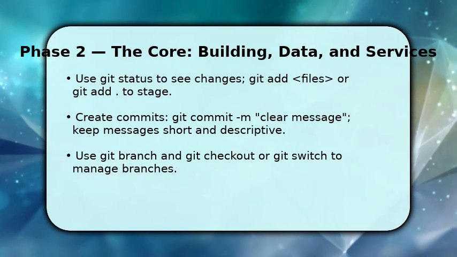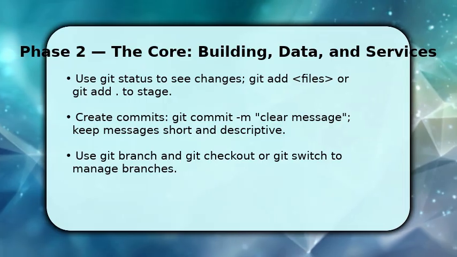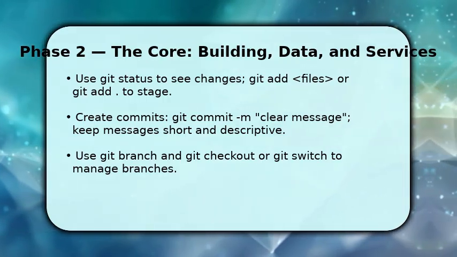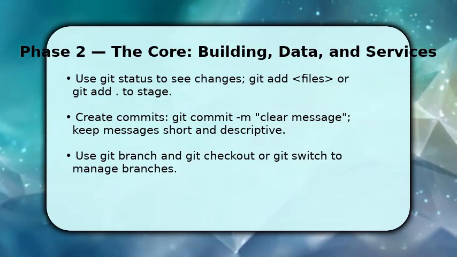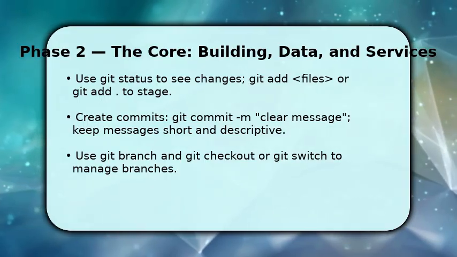Now you iterate. Check state with git status to see unstaged files and changes. Stage what you want with git add <file>, or git add . for everything. This controls what enters the commit. Then commit with git commit -m "concise message". Commit messages explain why, not what, so future you understands intent.